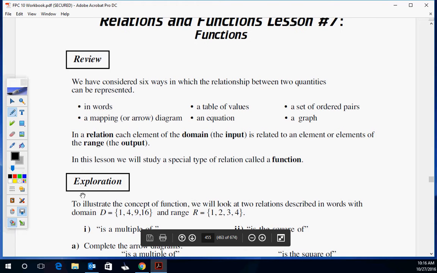We are jumping to lesson 7 just because of the day and because who's here. Okay, so this is functions. Still same part of the unit. Unit 3, lesson 7. Everything's the same. And the reason it also kind of helps us is because we've already talked about these things. So we're reviewing the 6 ways relationships can be represented. We talked about it yesterday: words, table of values, ordered pairs, mapping diagram, equation, and a graph.